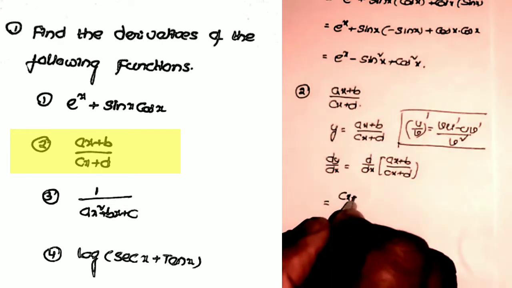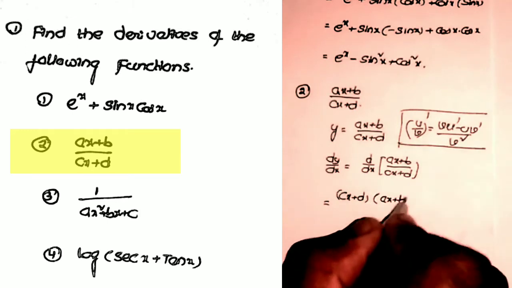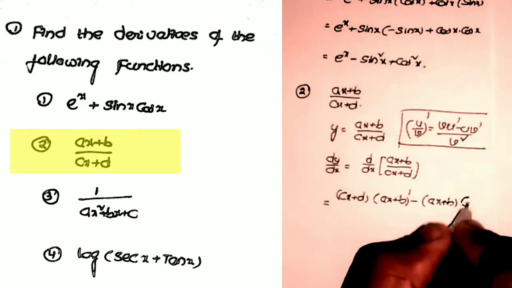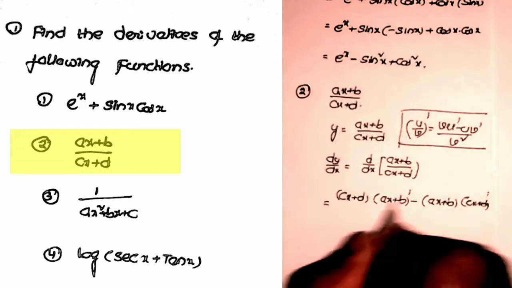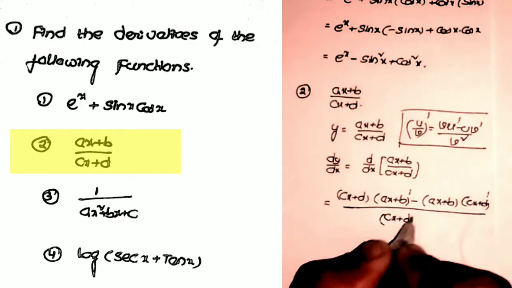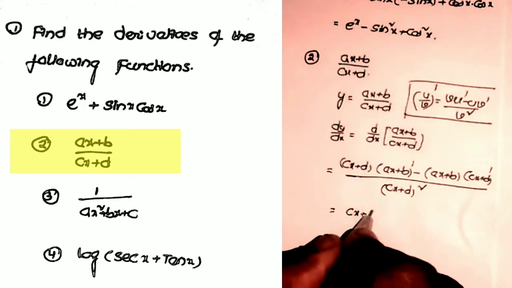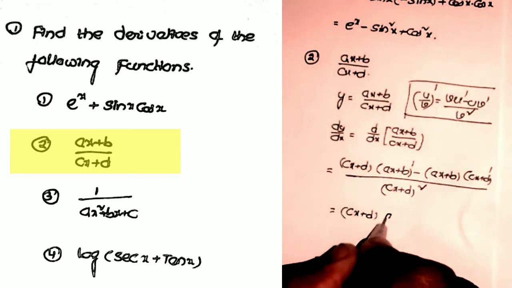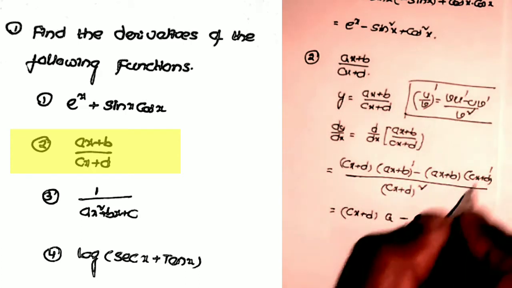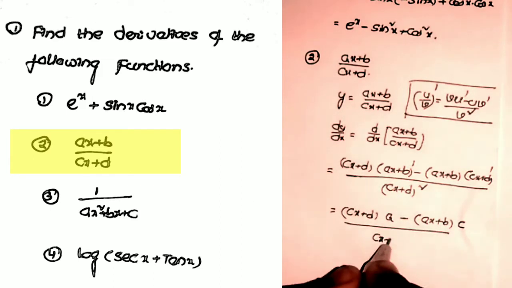V into u dash, cx plus d into u dash, ax plus b whole dash, minus u into v dash, ax plus b into cx plus d whole dash, by v square. V is equal to cx plus d, that is cx plus d whole square, and this is equal to cx plus d into ax derivative a and b derivative 0, minus ax plus b into cx derivative c and d derivative 0, by cx plus d whole square.